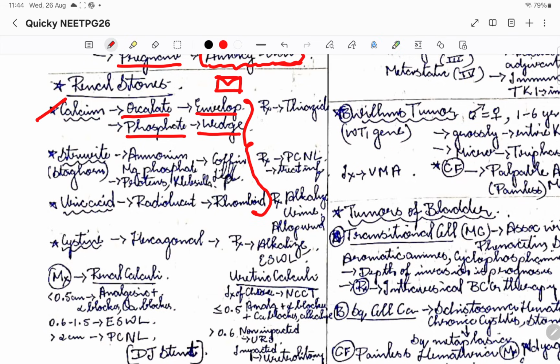Then coming to management, it is going to be thiazides that we give, because thiazides, I told you, right? Thiazide helps in calcium reabsorption, so there will be lesser excretion of calcium. So that is why we'll give thiazide diuretics.